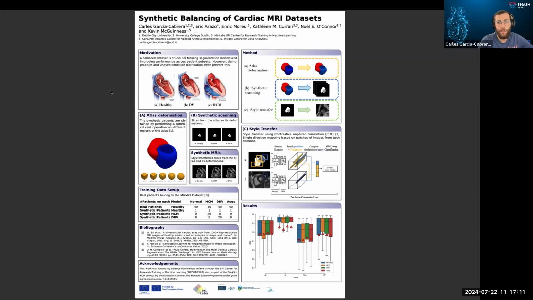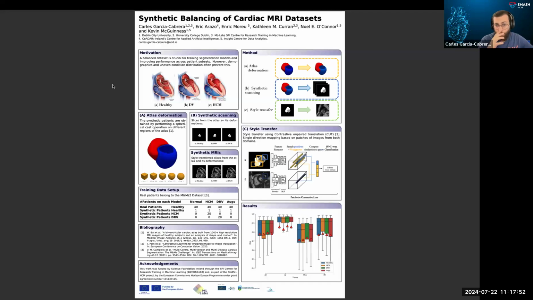Basically, our motivation is that, especially in real-world scenarios, models that are trained to perform as part of the diagnostic or pathology assessment of a patient, undergoing segmentation of the different cavities within the heart, usually show a huge drop in performance on specific subsets of the data, whether they are patients with different pathologies or other sets of circumstances.